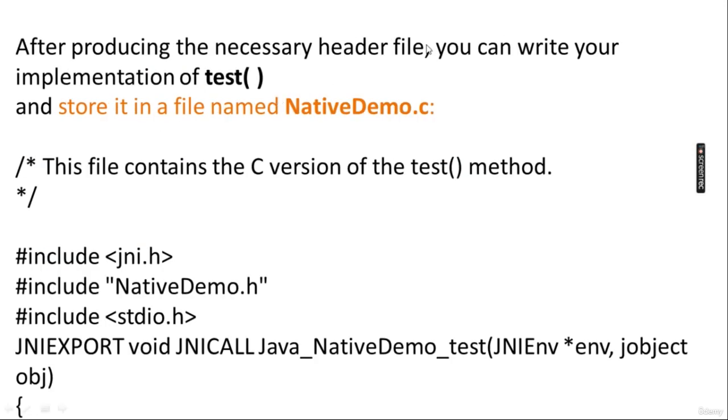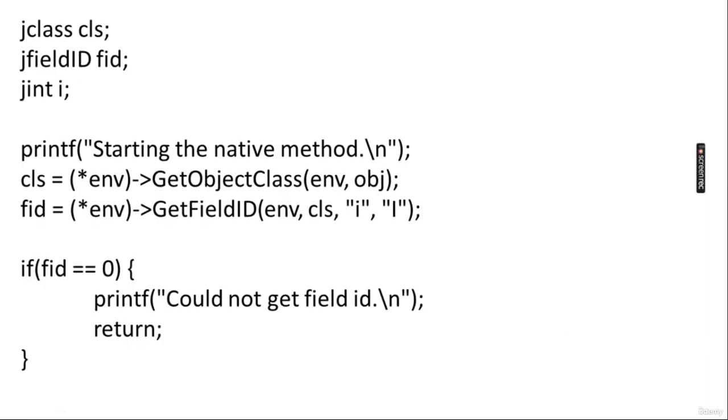After producing the necessary header file by using javah -jni and the class name, you can write the implementation of test and store it in a file called NativeDemo.c. So include NativeDemo.h that we have generated, then include jni.h, then stdio.h, then JNIEXPORT void JNICALL Java_NativeDemo_test(JNIEnv *, jobject).